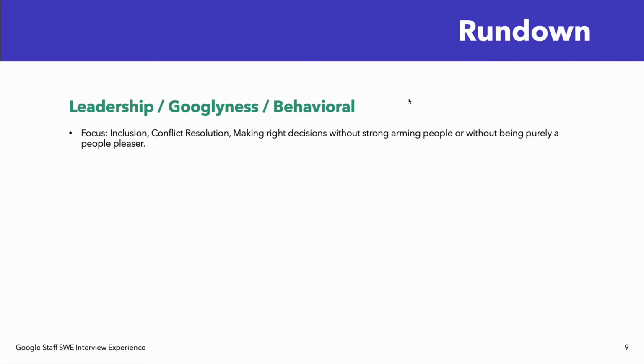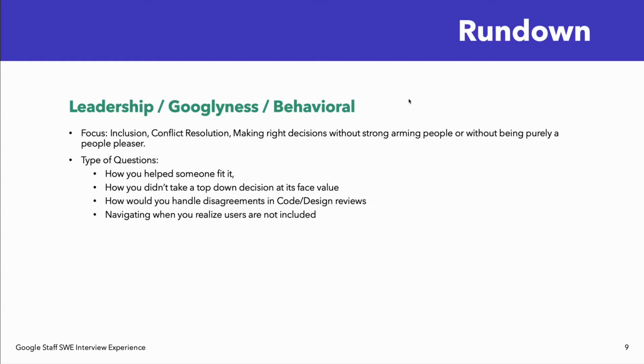So the final one is the leadership and the Googliness interview. What I learned here is that their focus is really on inclusion, conflict resolution, and making the right decisions without being a people pleaser, right? You don't just make decisions for the sake of making everyone happy, without making the right decision. So it's important to both make the right decisions and do it in an empathetic way, so that you don't make people feel left out or make them feel stupid.